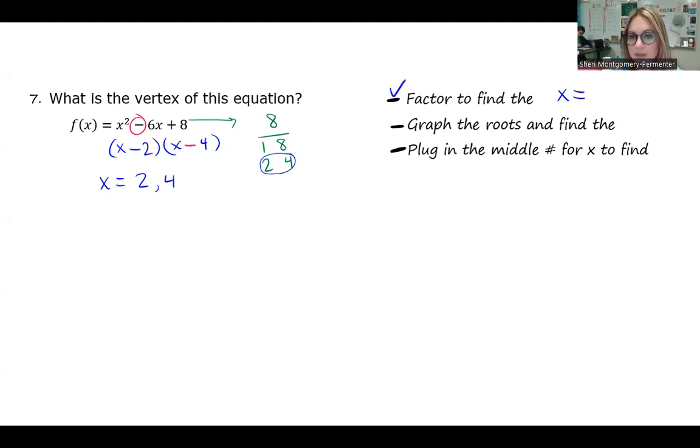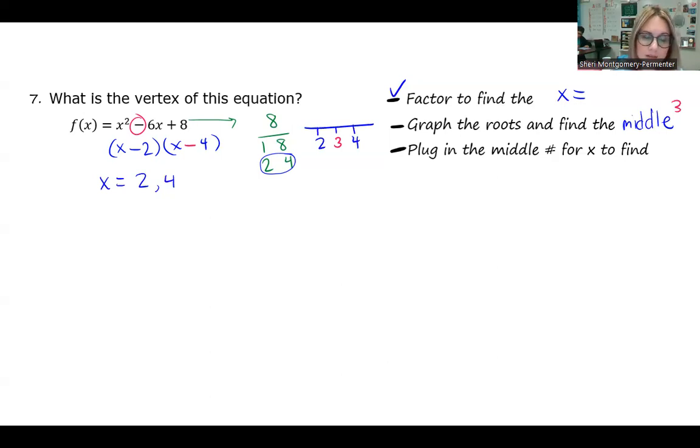First step, done. Second step, it says graph the roots to find the middle. We don't have a graph. It doesn't really matter. All I need to know is if on a number line, if I have 2 and I have 4, what's in the middle of 2 and 4? 3. Okay, the middle is 3.